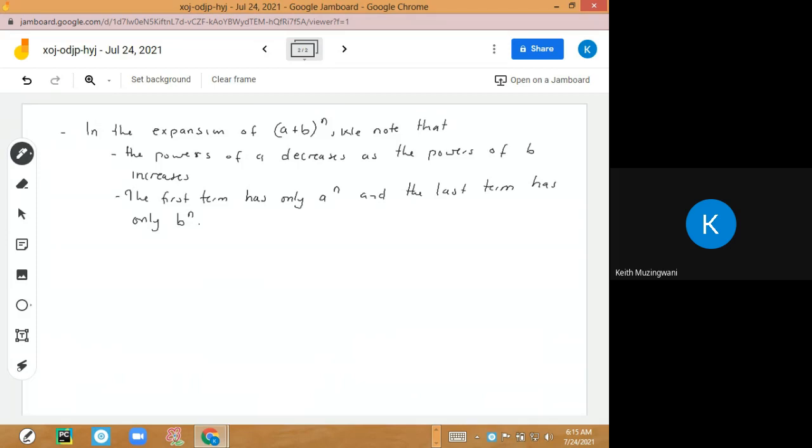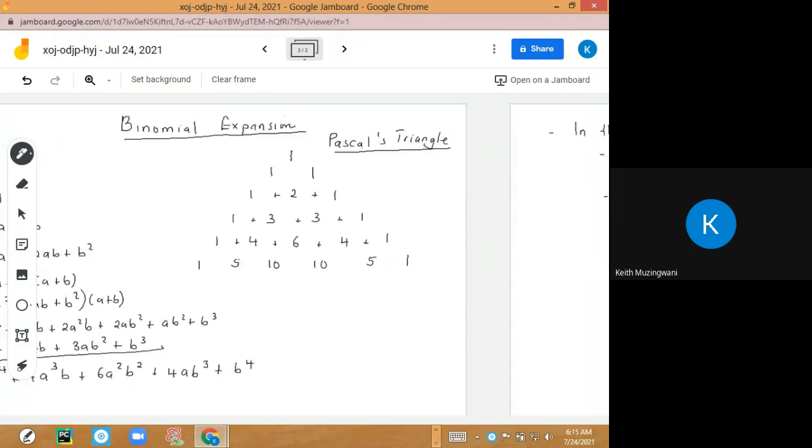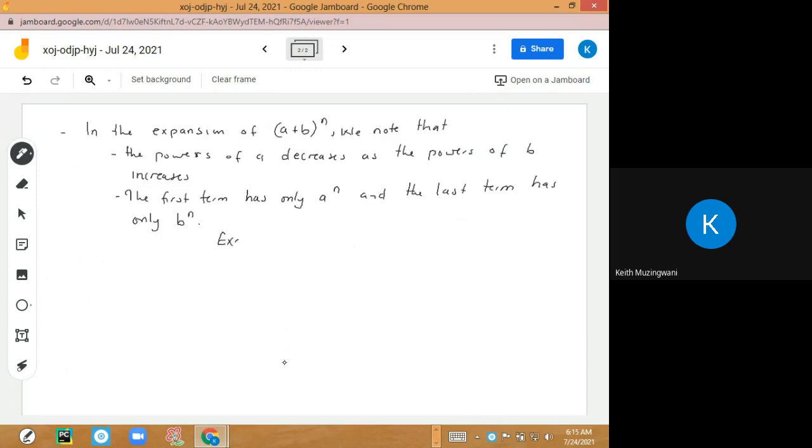So after you notice that, then you can see that you can now easily use the Pascal's triangle if you are forced to do so. Sometimes some questions can be phrased, for example, example 1, a question can come and say, expand x plus 2y power 4 using the Pascal's triangle.